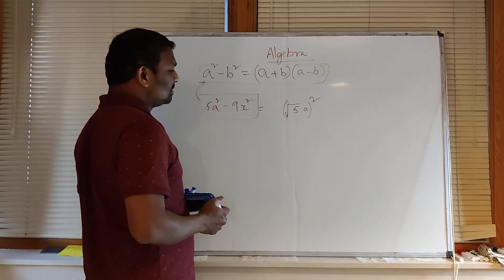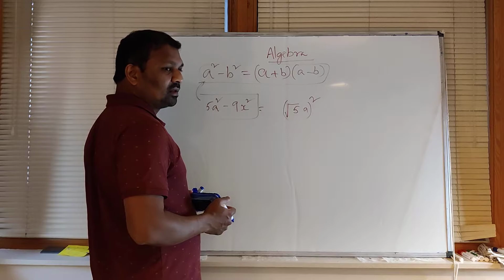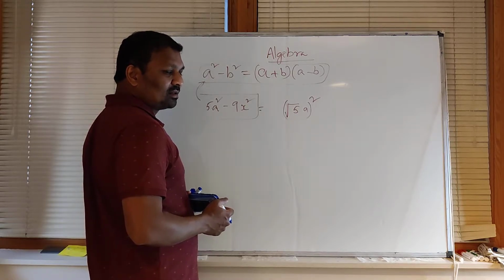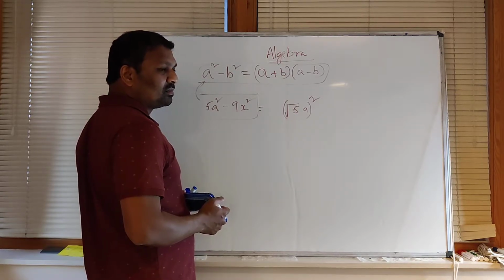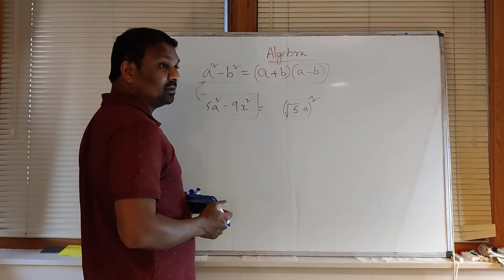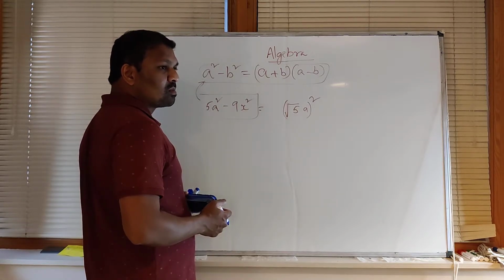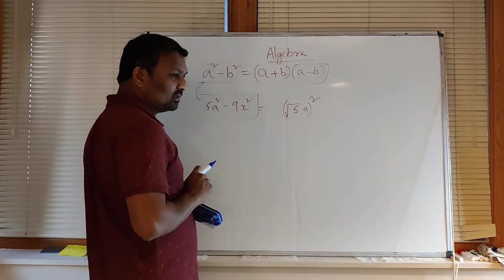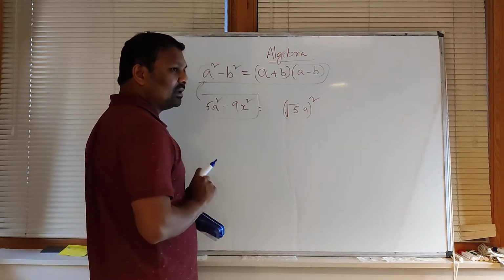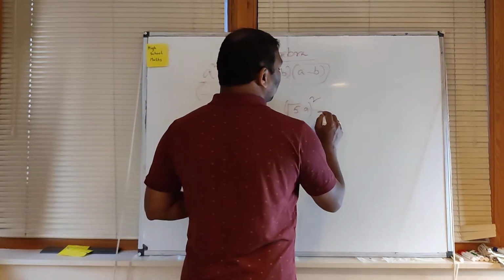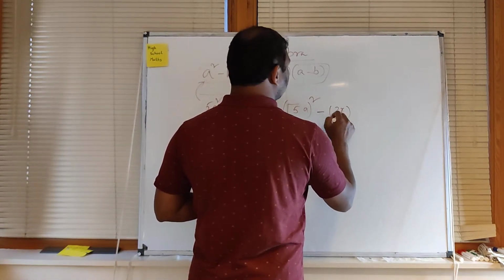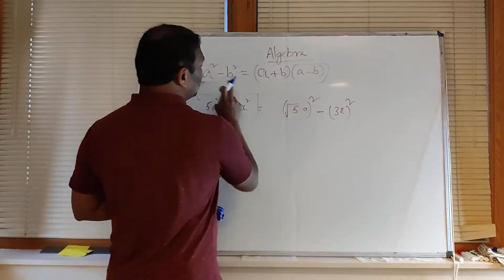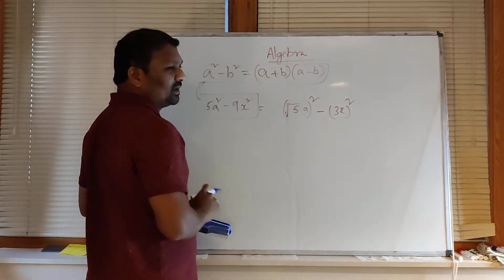What will you get when you divide 9 by 2? 4.5. But I'm not dividing 9 with anything. Instead, I'm finding the square root of 9. That is why I got 3x whole square. So again, now this expression is in this form, a square minus b square.